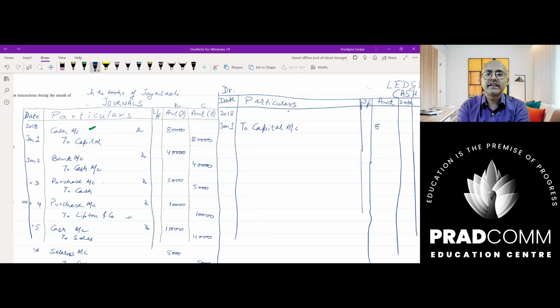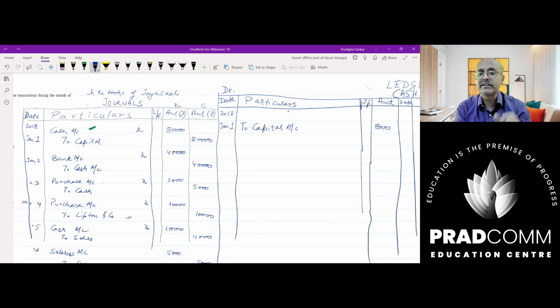This proves why your cash account is debited. Cash account is debited due to capital account. So we will write the name for whose account the cash account is being debited. That is the capital account. Do remember, do not write cash account inside cash account.